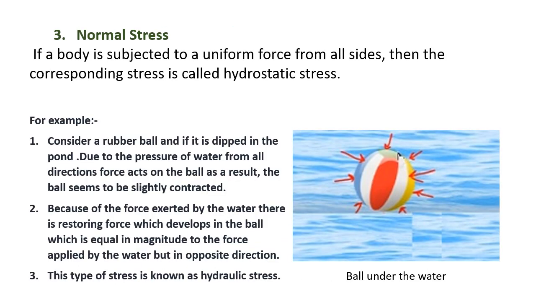Now, normal stress. If the body is subjected to a uniform force from all the sides, then the corresponding stress is known as hydrostatic stress or the normal stress. For example, consider a rubber ball, and if it is dipped in a pond, due to the pressure of water from all the directions forced on the ball, as a result the ball seems to be slightly contracted.